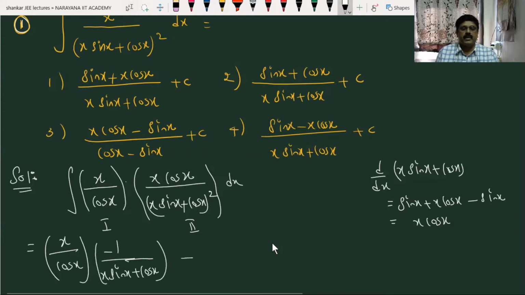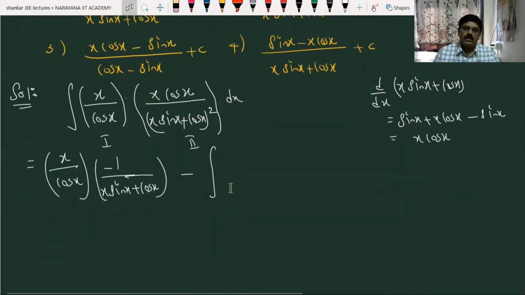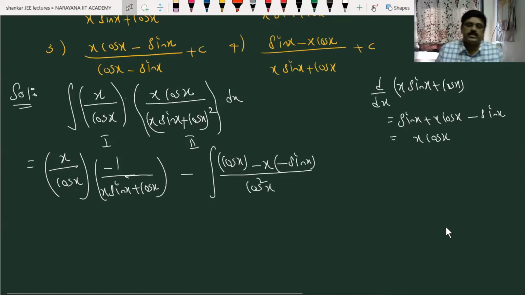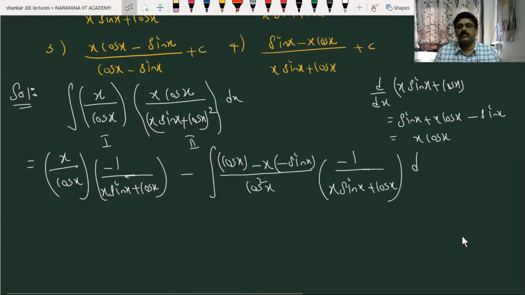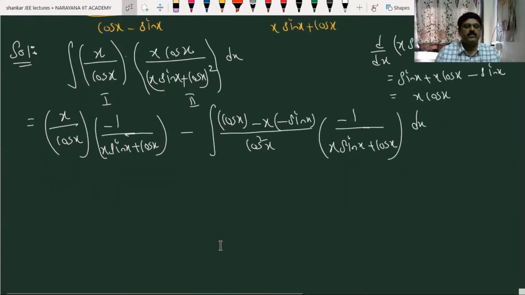Okay, students. Minus integral of, what is the formula? Derivative of the first function. Let us do x by cos x in the u by v formula, students. So it will be (v u dash minus u v dash) by v square, you know. So cos x into 1 minus x into minus sin x upon cos square x, into your previous value. What is your previous value? That is minus 1 by, means the integral of the second function. This I have to keep there: minus 1 upon x sin x plus cos x dx. Okay, students.